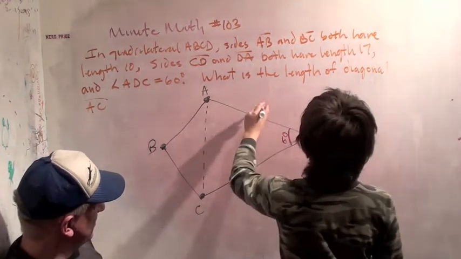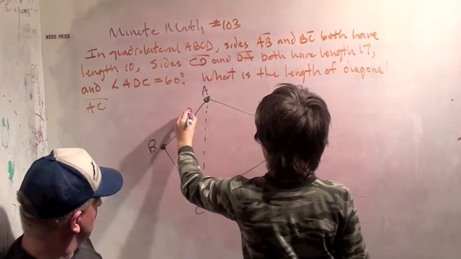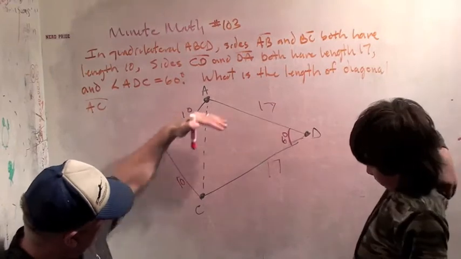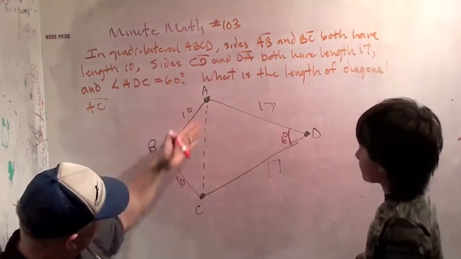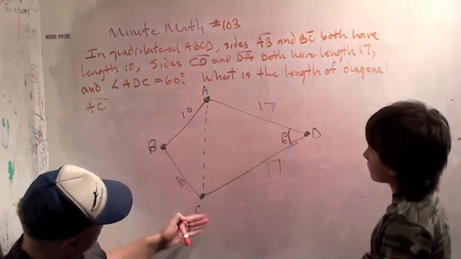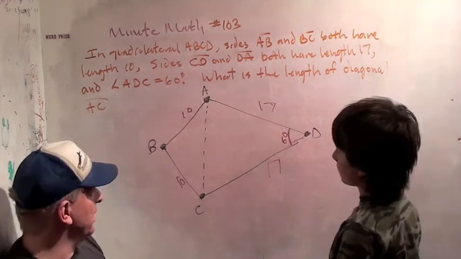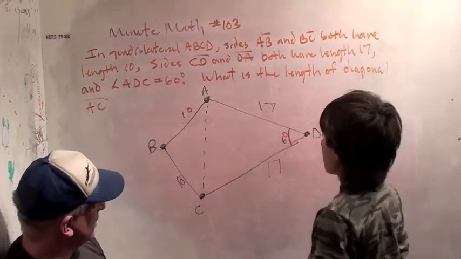Let's draw on what we know. Okay, so it says these two sides have length 10, these two sides have length 17, and this angle is 60 degrees, and we're trying to find this diagonal here. Now, we haven't really talked about this kind of geometry before, but tell me, do you have any thoughts about this diagonal or anything in the picture?